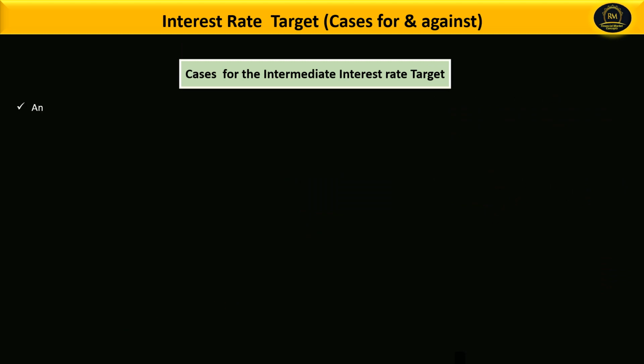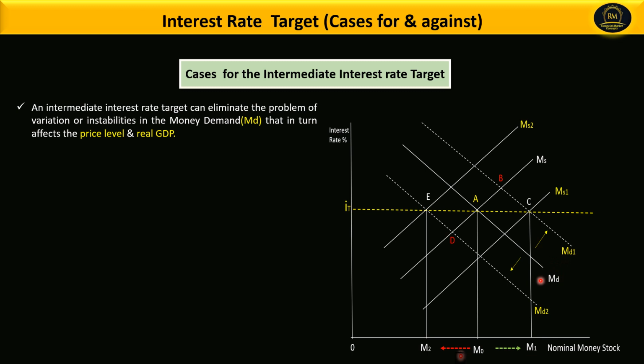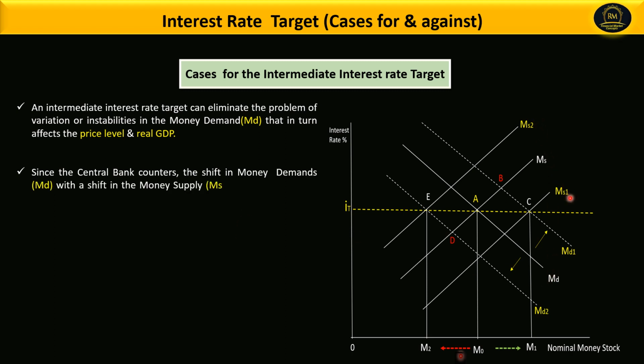From the discussion, it is clear that the intermediate interest rate target can eliminate the problem of variation or instability in the money demand, which in turn affects the price level and the real GDP. Any increase or decrease in the money demand affects the interest rate and in turn affects aggregate demand, price level and GDP. Therefore, the central bank counters the shift in the money demand with a shift in the money supply to keep the interest rate at its intermediate target value, that is IT.